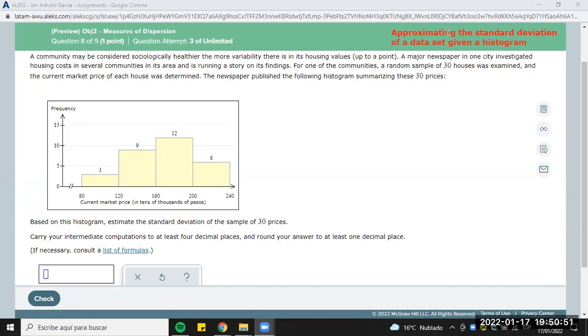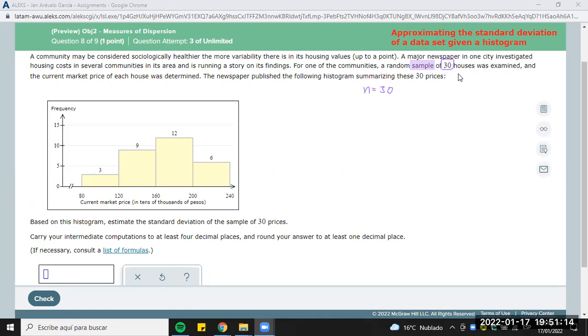For one of the communities, a random sample of 30 houses. In here, guys, keywords. The first one is sample. We're using the sample formulas, not the population formulas. A random sample of 30 houses. 30 is the number of values we have, so n equals 30.